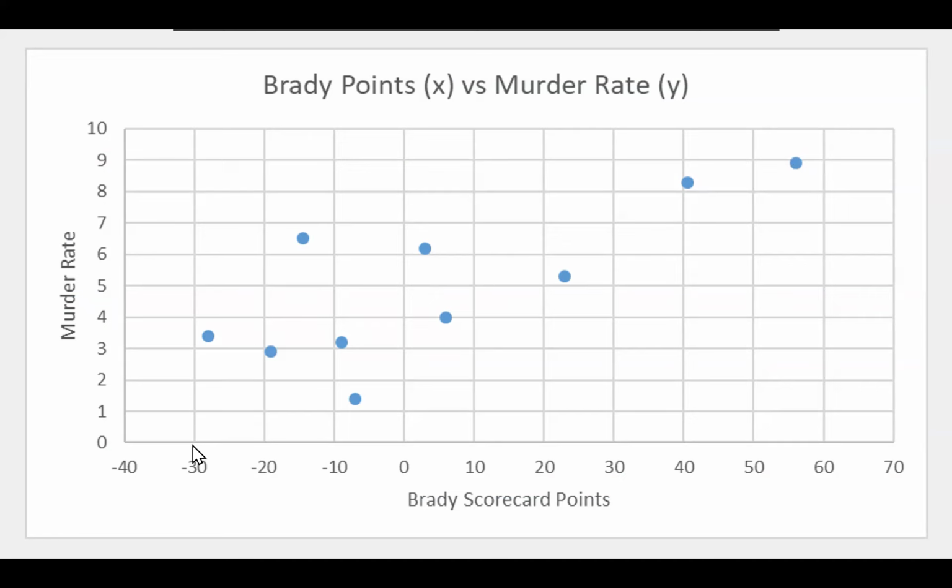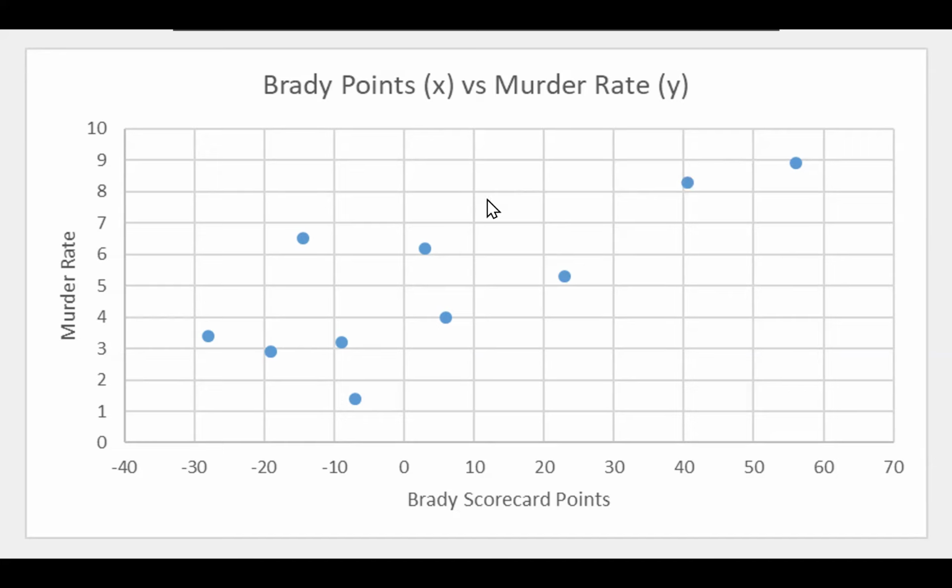So that first one was negative 28, 3.4. That's the point right here. And that point stood for Wyoming, I think it was. And then the state with the highest Brady scorecard points was Maryland. There, this point out here. And so this is a lot less linear than our first example, although this still kind of has a pattern where as you move to the right, you're moving up.